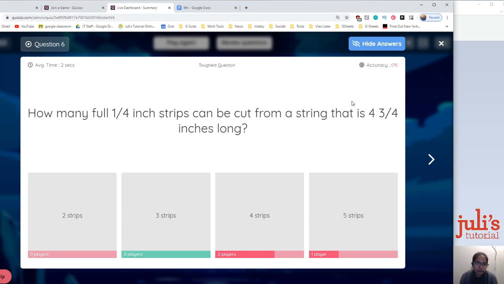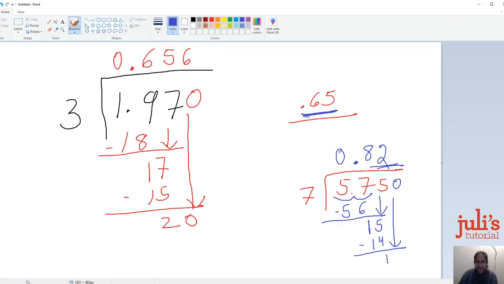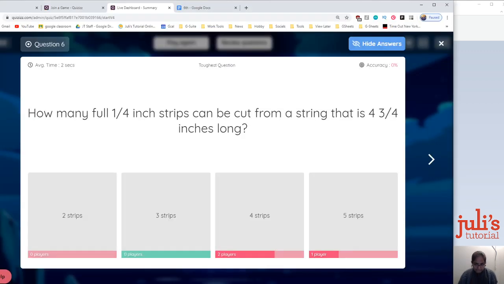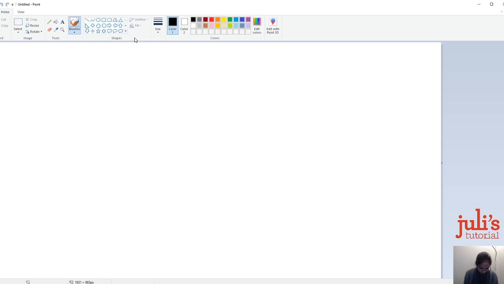All right, so how many full 1/4 inch strips can be cut from a string that is 4 3/4? So nobody got it right, so we're going to divide. So what we're dividing is fractions. We are dividing 1/4 and 4 3/4. Question 6. So we're cutting, how many full 1/4 strips can be cut? So the full thing is 4 3/4, and we're dividing it by 1/4.